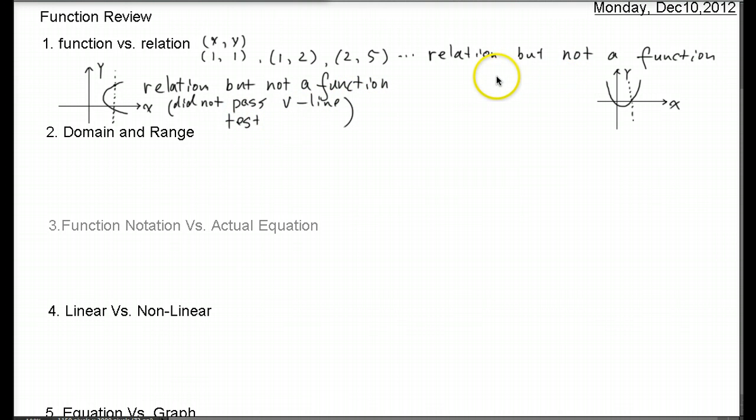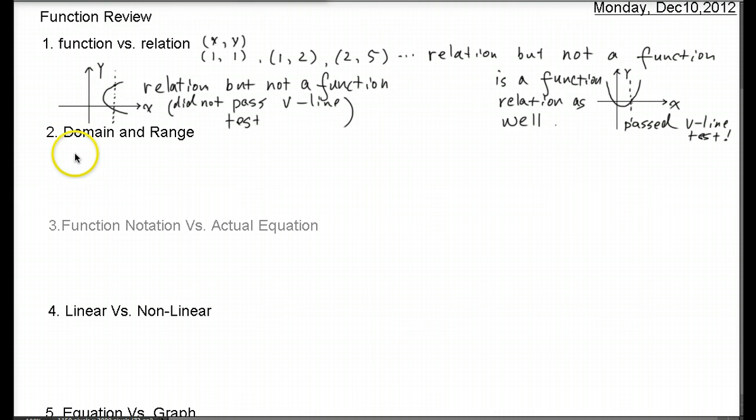But this one is a function. Of course, it's a relation as well, obviously because there's only one y for any given x. Also, it passed the vertical line test, right? So let's just draw a nicer vertical line. We see it passes the vertical line test, so it's a function. That's the only difference between a function and a relation.